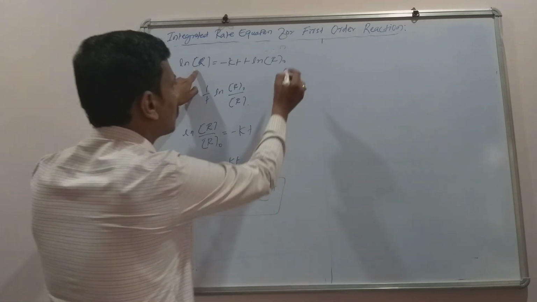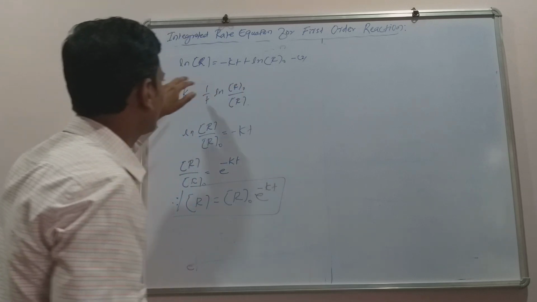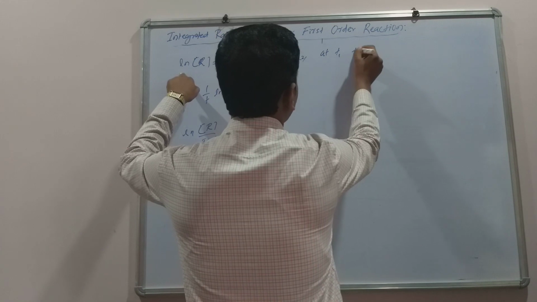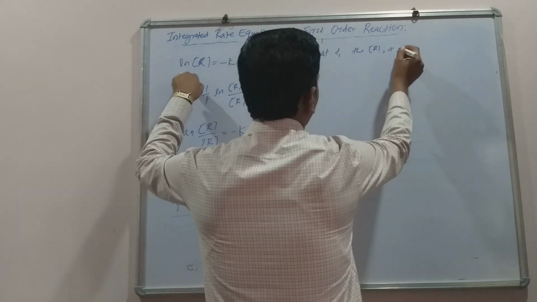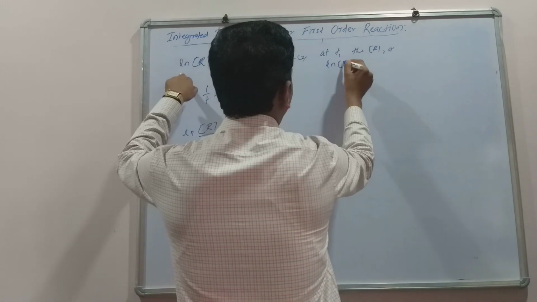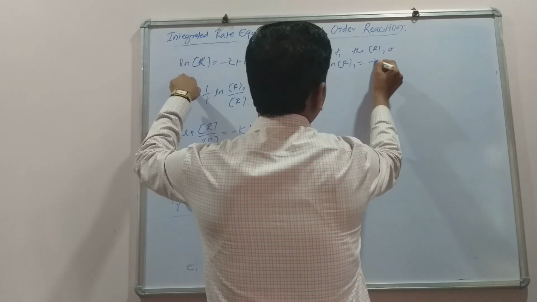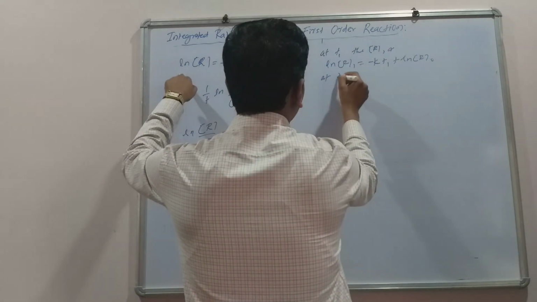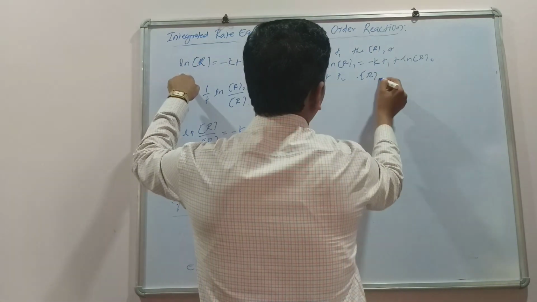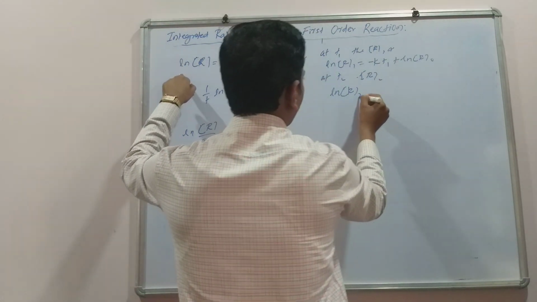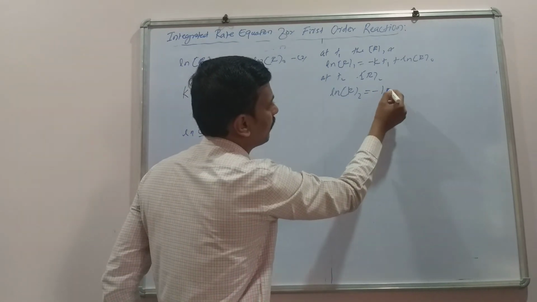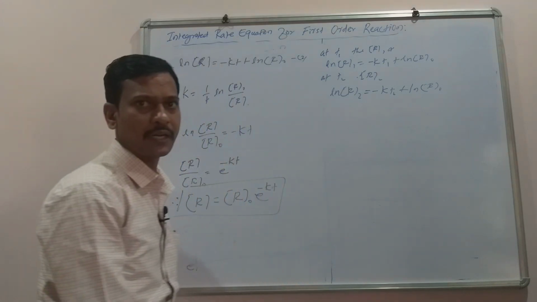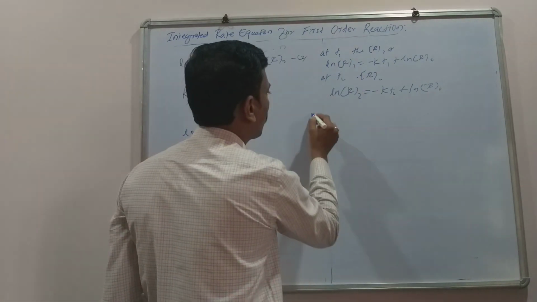Now again from equation number 2. At t1, the concentration of the reactant is r1. Then this can be written as ln r1 is equal to minus kt1 plus ln r naught. At t2, the concentration of the reactant is r2. Therefore, ln r2 is equal to minus kt2 plus ln r naught. Correct? Then what happens from equations 1 and 2?